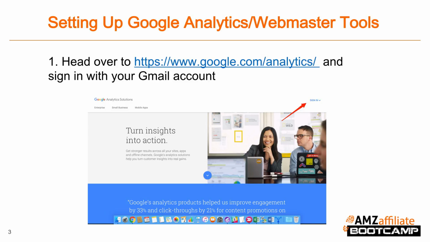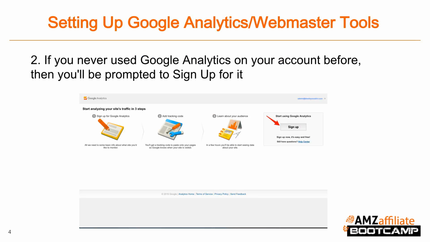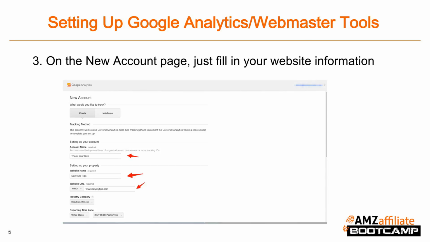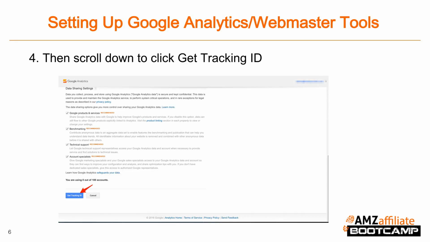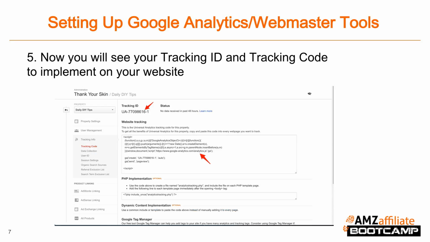First off, you're going to want to head over to google.com/analytics and sign in with your Gmail account. If you've never used Google Analytics on your account before, you'll be prompted to sign up for it. Then on the new account page, just fill out your website information and then scroll down to click Get Tracking ID. Now you'll see your tracking ID and your tracking code to implement on your website.